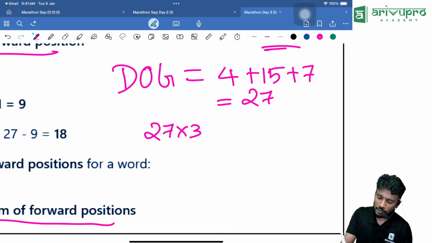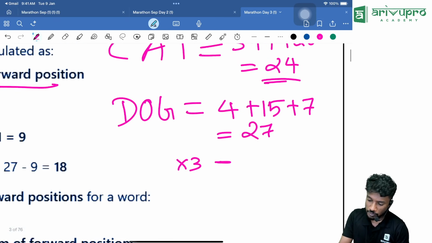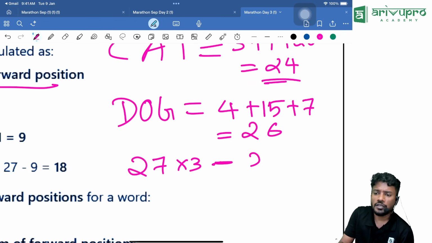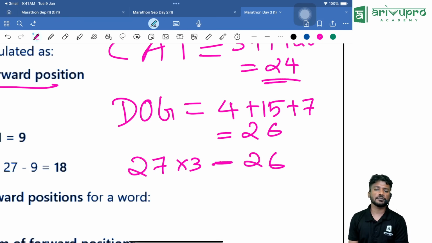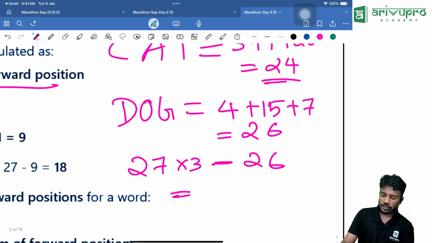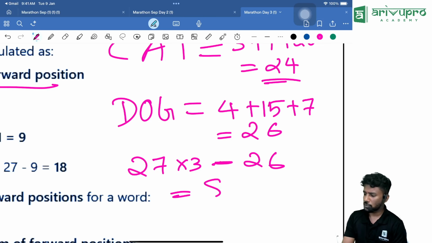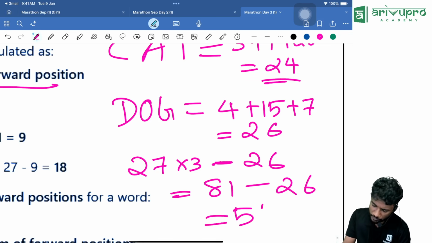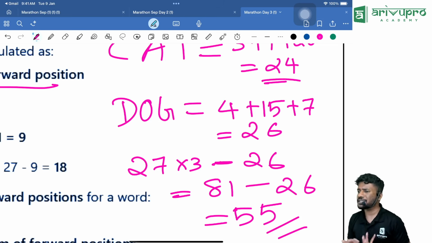27 into 3 minus... sum of dog is 26. Sorry. So 27 into 3 minus 26. How much is that answer? 27 into 3 is how much? 81 minus 26. That is equal to how much? 55. That way also sometimes they can ask.